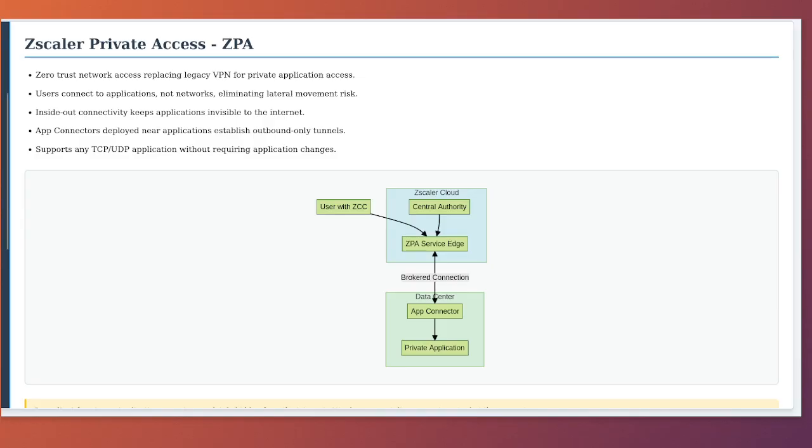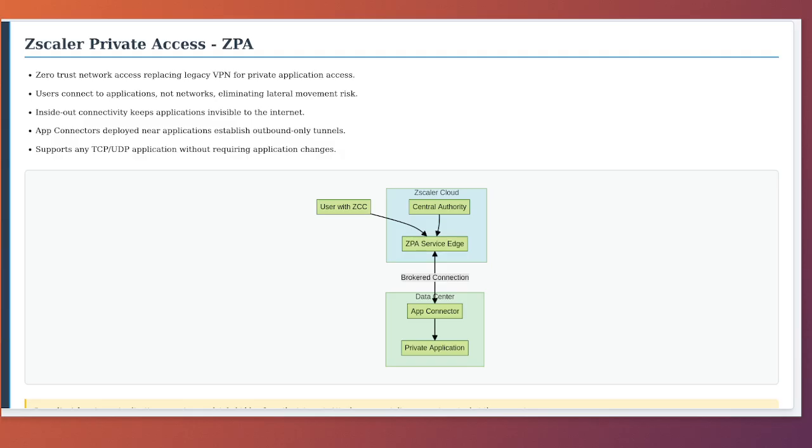This application-level access model significantly reduces risk. An attacker who compromises a user's credentials cannot use that access to scan the network, perform lateral movement, or attack systems the user is not authorized to access. The attack surface is dramatically reduced compared to VPN-based access.